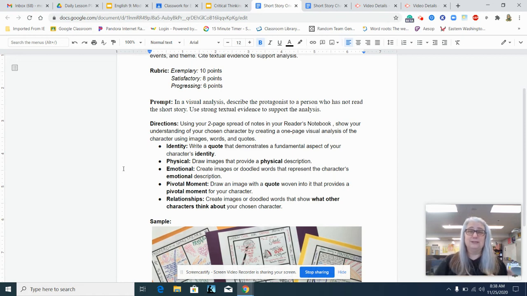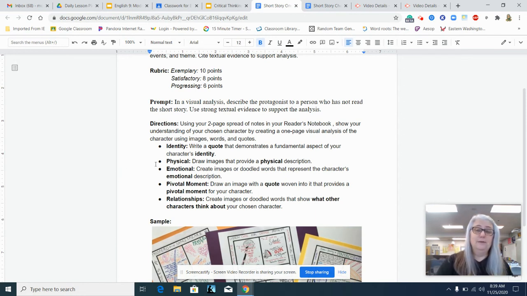A pivotal moment. So you're talking about the protagonist, right? They have to make a decision. They have to take action. That's what leads to that climax. So what is that pivotal moment in your story? I'd like you to draw an image of that and include a quote with the image that provides the pivotal moment for your protagonist. And then relationships. Create images or doodled words that show what other characters think about your protagonist in the story.